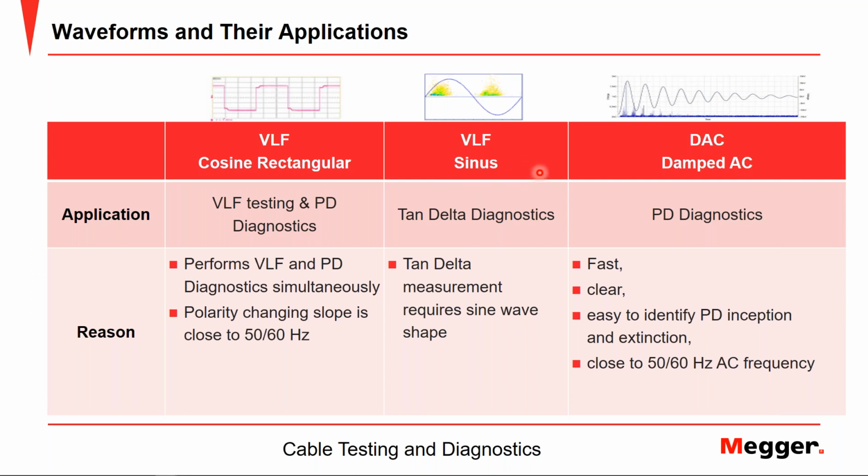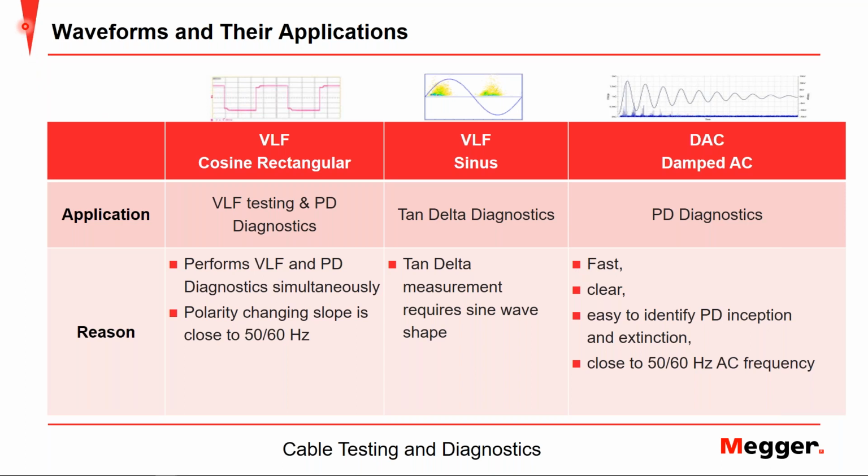But when performing partial discharge, as we mentioned earlier, you really have that low change in voltage with respect to time, which may skew your measurement results. Finally, we have the damped AC, which is ideal for our partial discharge diagnostics. And the reason being is it's a fast method of testing. It's very clear, and it's easy to identify your inception and extinction voltages.